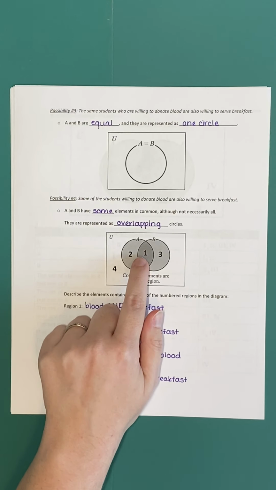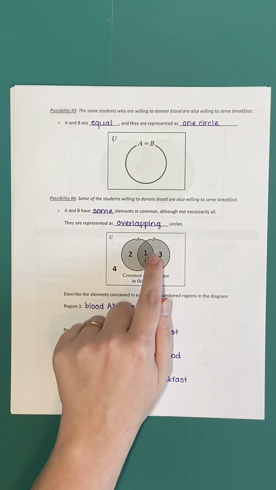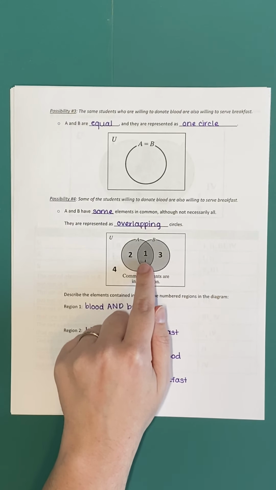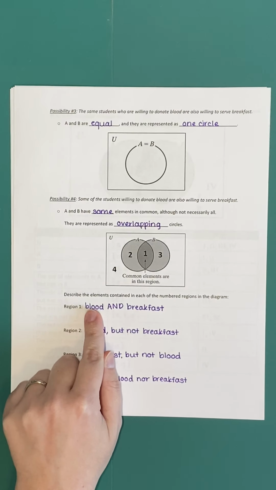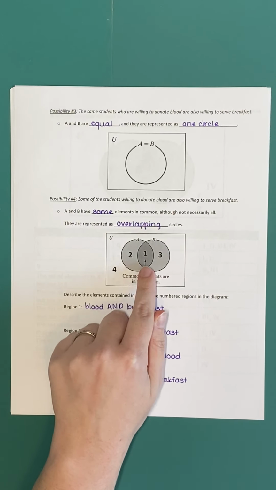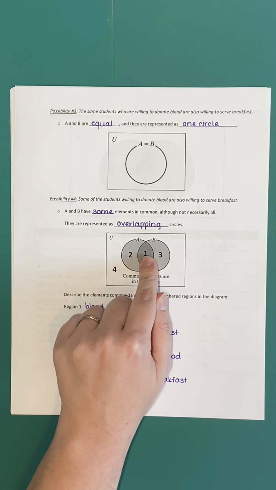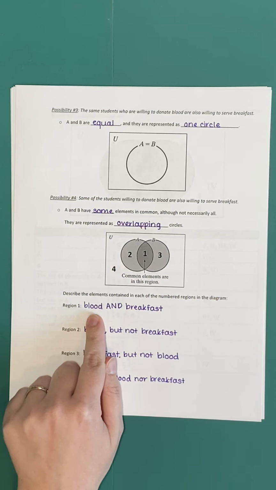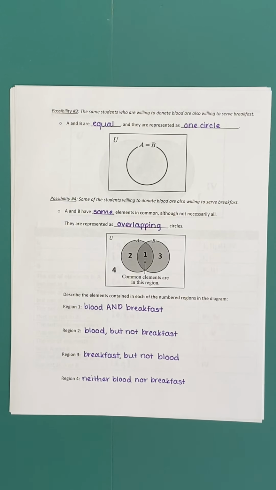So what can we say about someone in region 1? Well, if they're in region 1, they fall into the circle for A, and they also fall into the circle for B. If they fall into the circle of A, they were willing to donate blood, and if they fall into the circle for B, they were willing to serve breakfast. If they're in the overlap, they're within both circles at the same time. So that means they were willing to donate blood and serve breakfast, both at the same time. They fell under both categories.